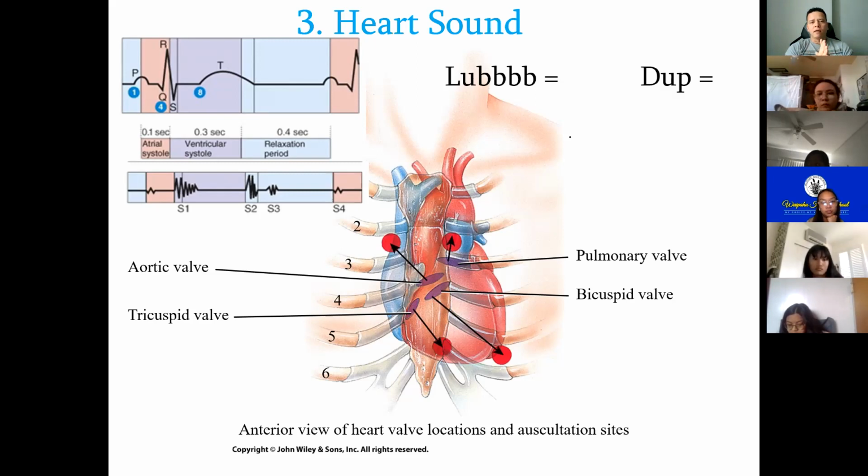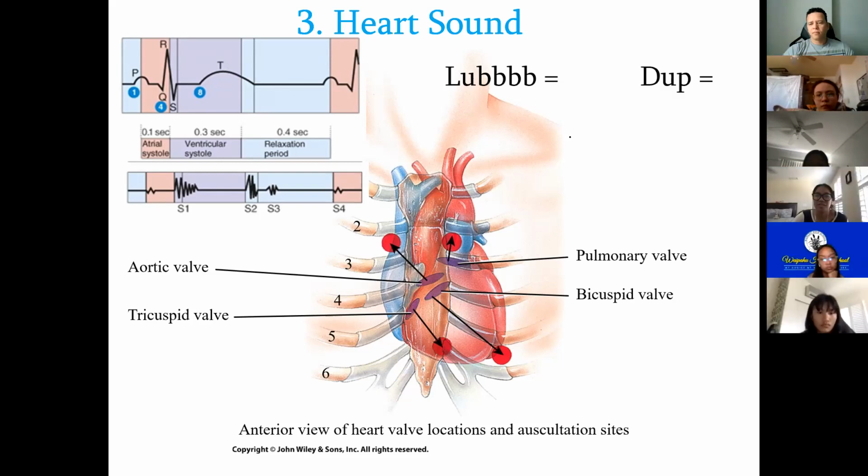Now, what exactly causes the heart sound? Can anybody tell me? What exactly are we listening to when we hear a heart beating? What is causing the sound? Something with the valves. Okay, you got half a point.